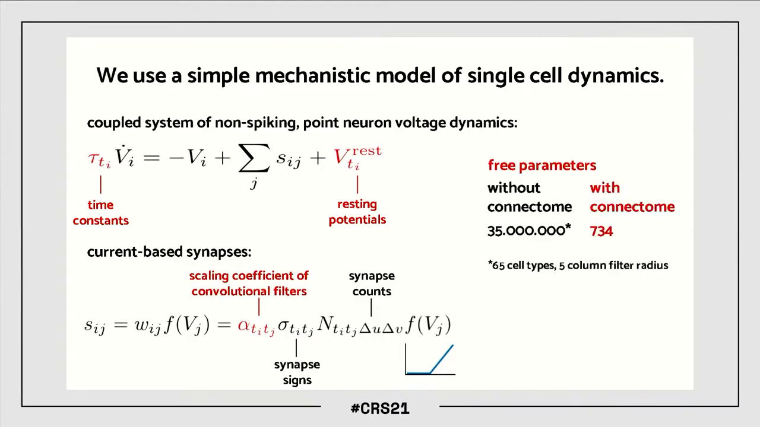In total, our model has 734 parameters, and without a connectome, such a model would have 35 million parameters. So our connectome reduces the number of free parameters that we now have to estimate to 734.